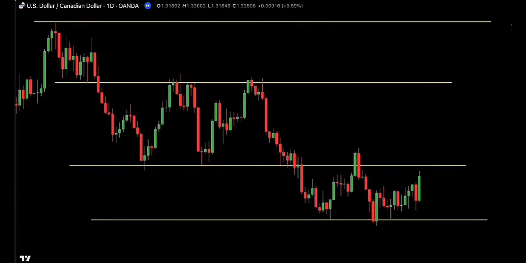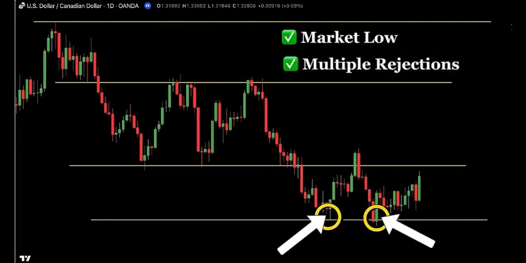Finally, moving further down, we identify the lowest level in the market. This level meets the following criteria. Market low. This is the lowest point price has reached. Multiple rejections. The price was rejected twice from this level. Obvious level, easily identifiable at a glance.